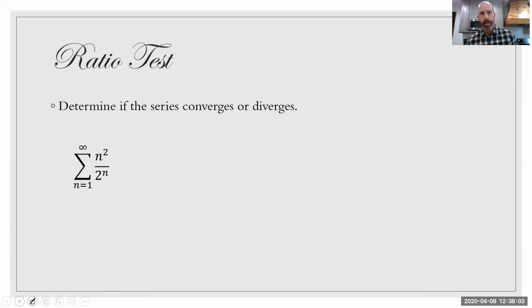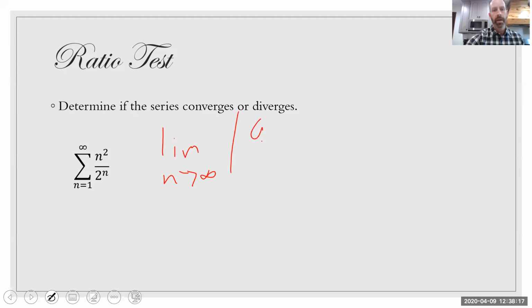The ratio test. We're going to use the ratio test to determine if this series converges or diverges. So the ratio test is simply, we're going to do the limit as n goes to infinity of the absolute value of a sub n plus 1 divided by a sub n. And based on that limit, we're going to figure out if it converges or diverges.